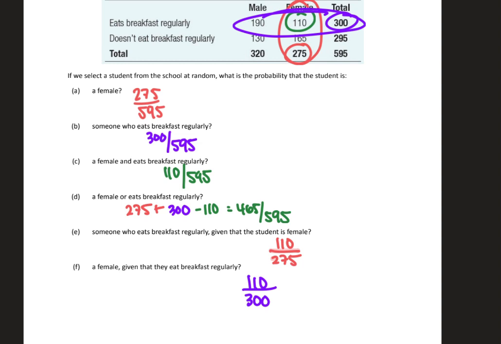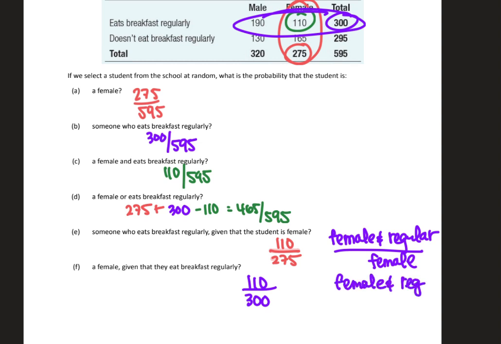So in this case, for E, the numerator, we're looking at people who are female and ate breakfast regularly over the given, which is female. And to contrast that with F, the numerator was still female and eating breakfast regularly, but the denominator was the people who eat breakfast regularly. So the difference in this case was the given information.